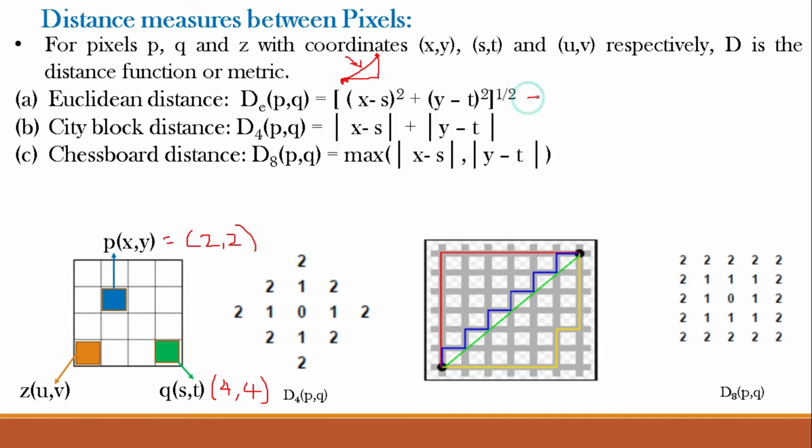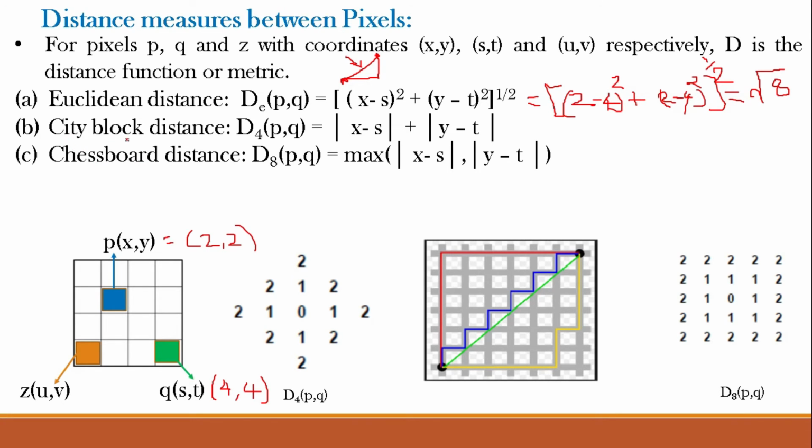So let us calculate it. It comes out to be x, that is 2, so this will be (2 minus 4) whole squared, that is 4, plus again (2 minus 4) whole squared, that is 4. That is 4 plus 4, raised to 1/2, or under root. So 4 plus 4 is 8, and raised to 1/2, that is root 8. So the Euclidean distance between this pixel, second row and second column, and the fourth pixel of fourth row and fourth column, is root 8.